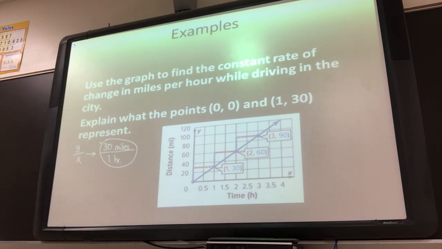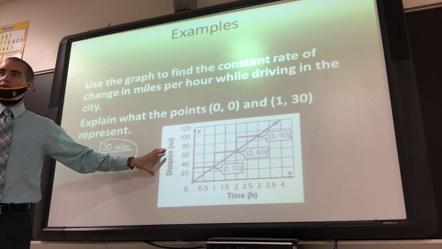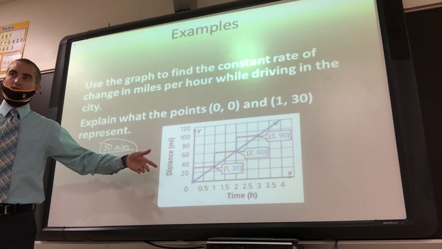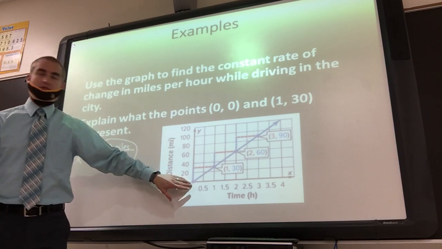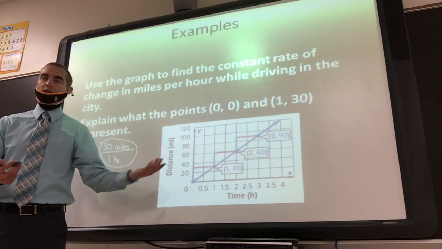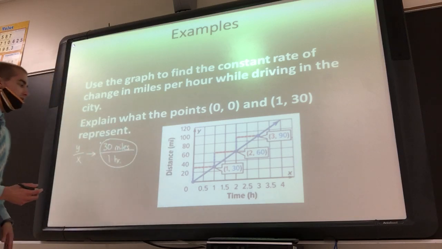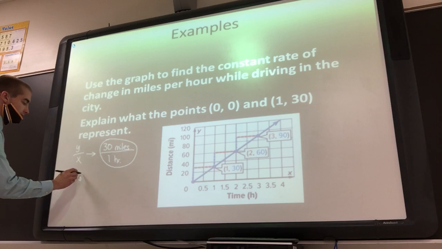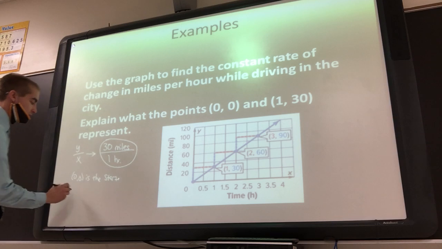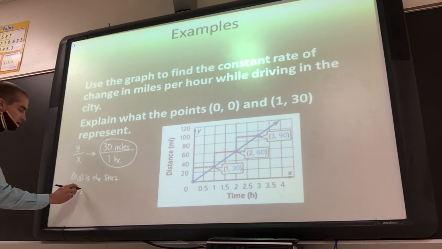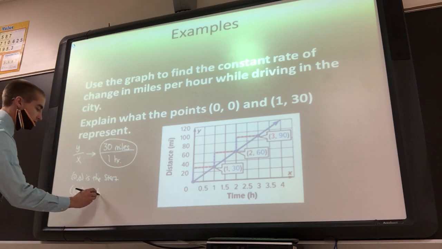Okay, the point 0, 0, once again, that represents the starting point. It's not always going to be the start, but in this case we're talking about what are you doing if you've got miles per hour? Like driving, right? So you're driving, that's going to be the starting point of whatever this is, the trip or whatever. So 0, 0 is the start point. And then we say that 1, 30 is the what? Is the unit rate.